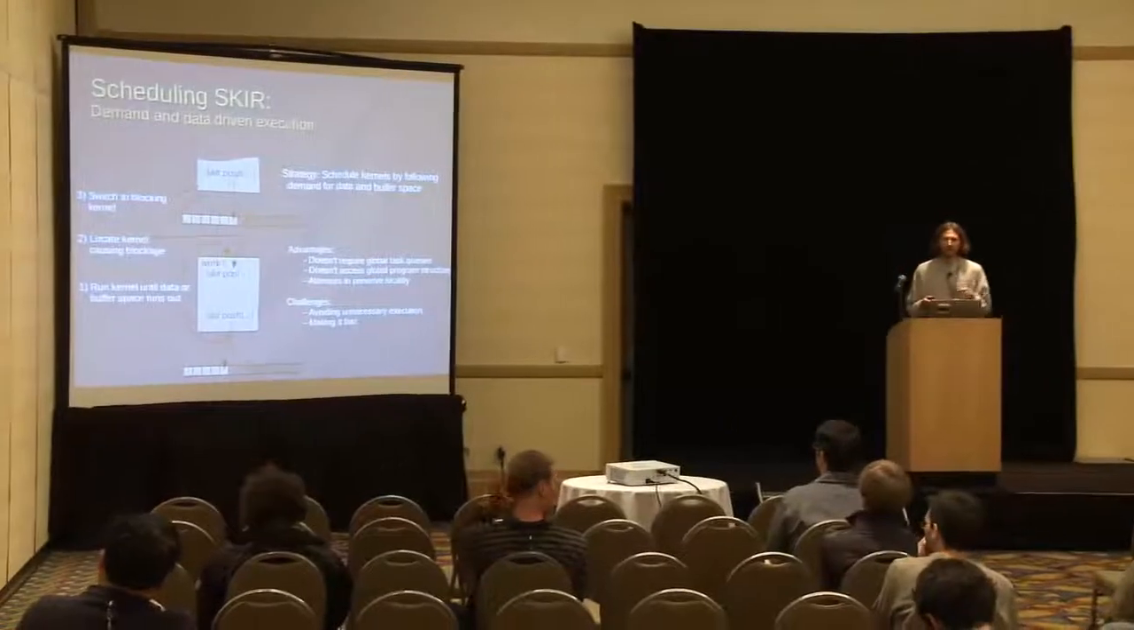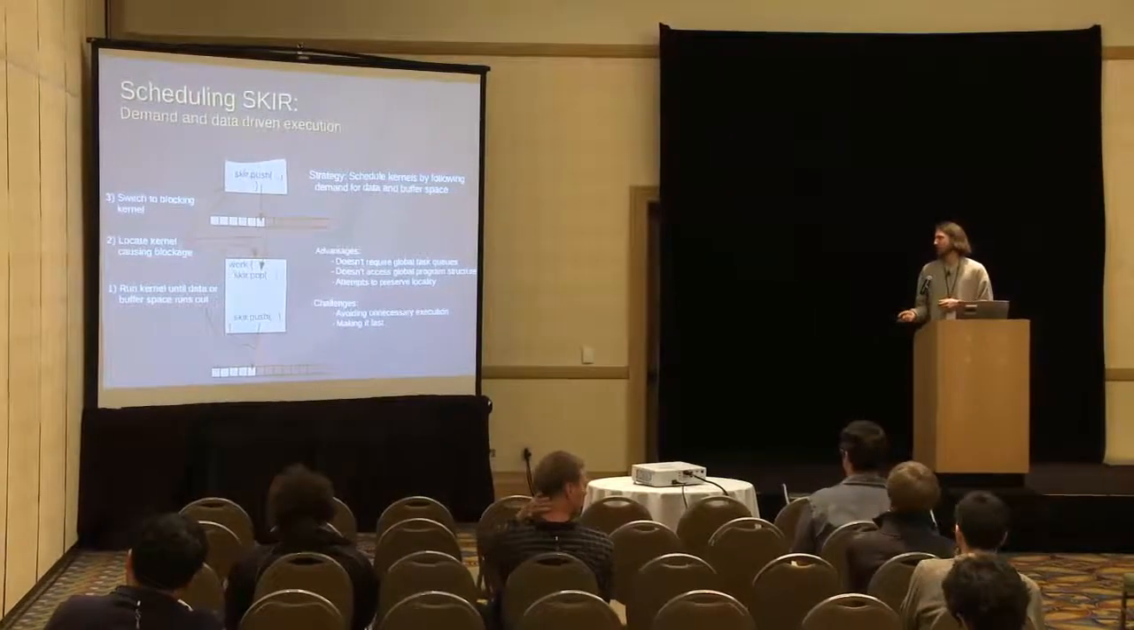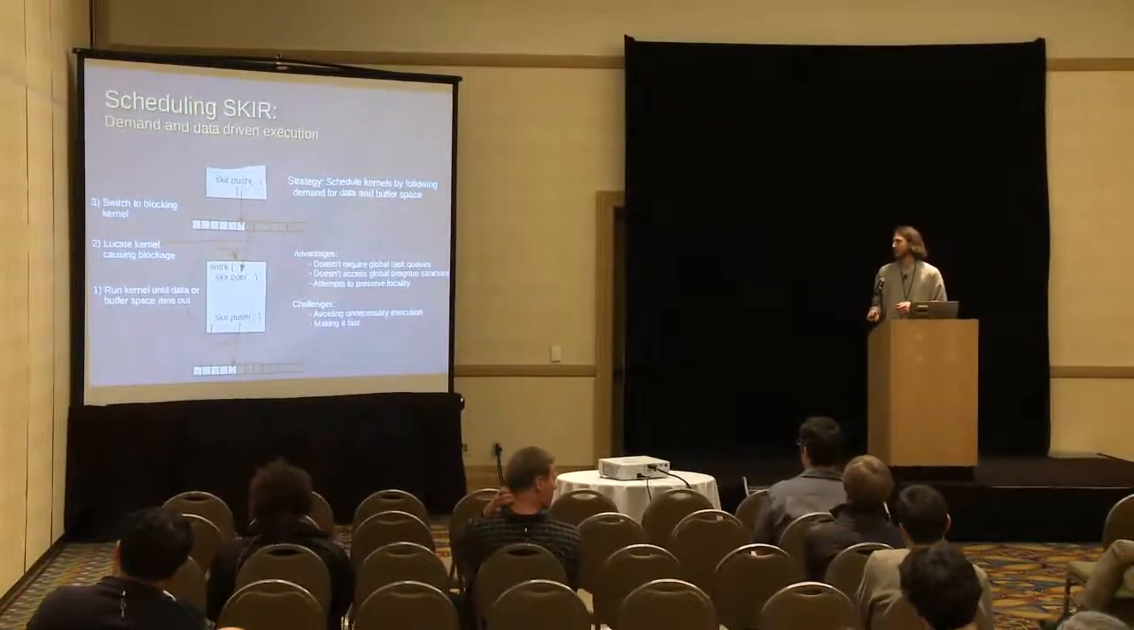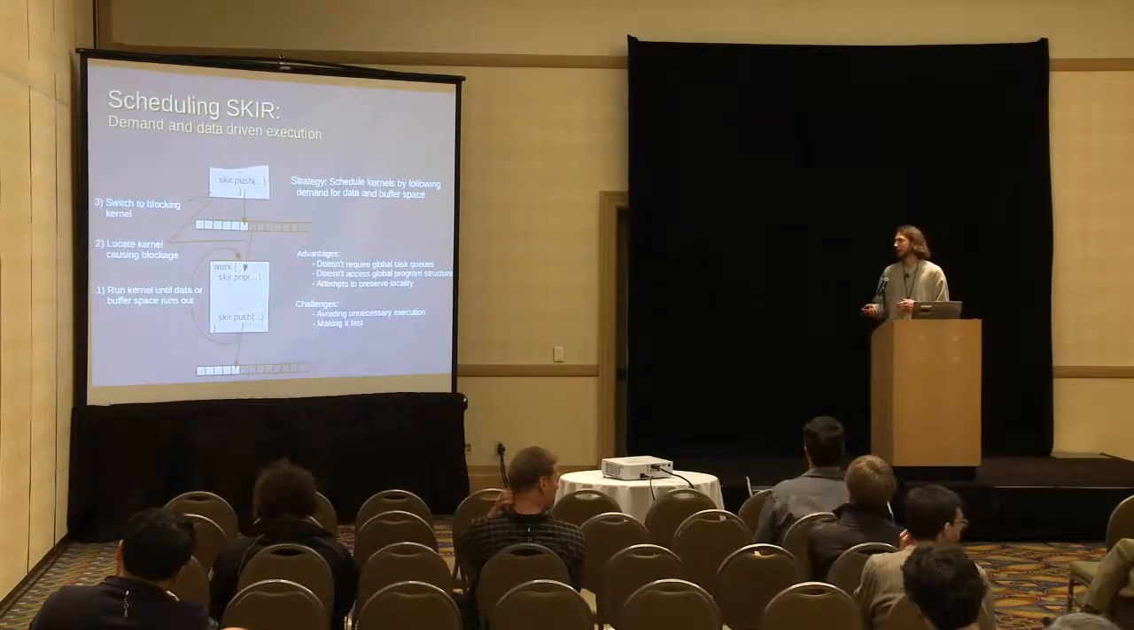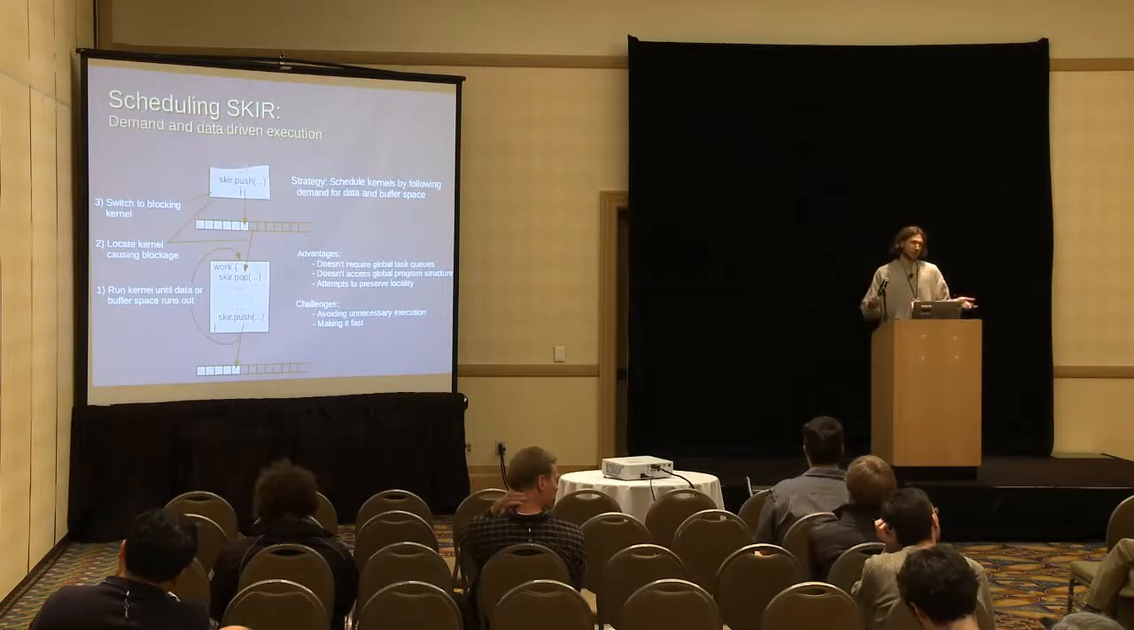So before moving on, I have to talk a little bit about our scheduling strategy for these guys. Our strategy is to basically pick a kernel to run and then run it until we either run out of output buffer space or run out of input data. And this is the single-threaded case. So when that happens, we locate the kernel causing the block and just go run that kernel. So this is demand-driven execution. We're following demand for data.